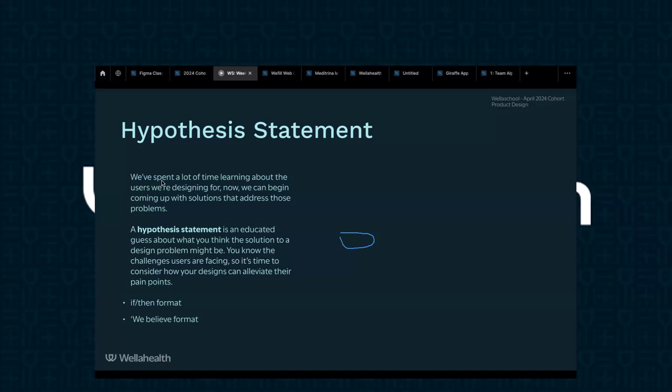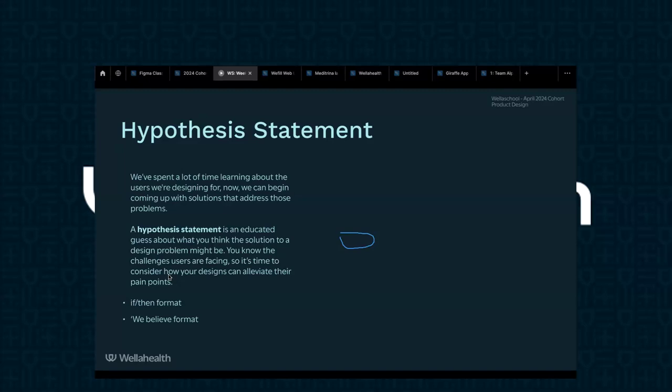We've seen the particular part of the problem we want to solve, the particular part of the user's journey that we want to solve the problem in. Now, let's start to talk about solutions, right? So a hypothesis statement is what you think a solution to a design problem might be. What you think the solution might be. So now you know the challenges the users are facing. Now it's time to start to try to alleviate that problem.